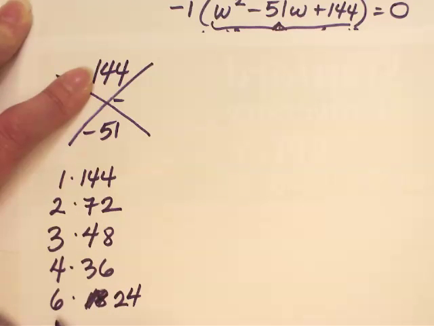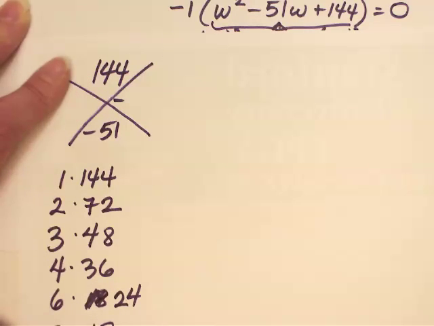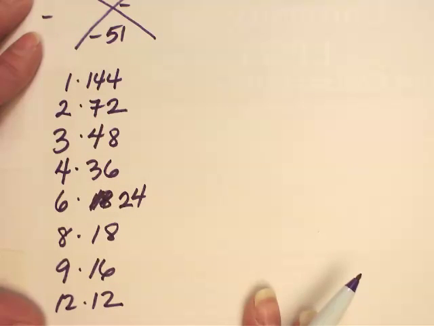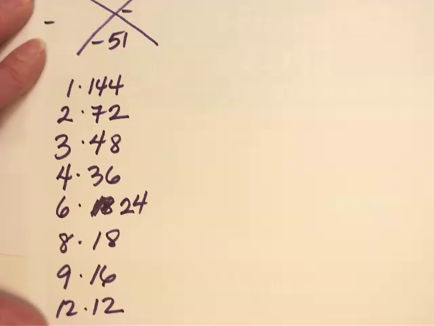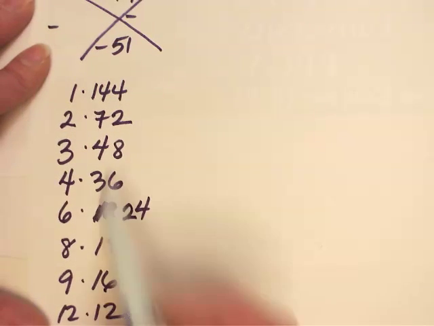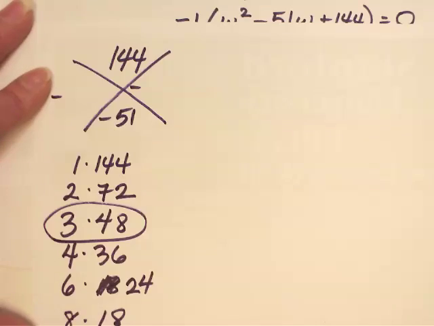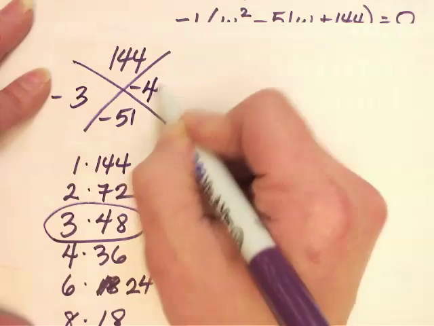And then I'm going to try 8. 8 would work, 8 times 18, okay? And then I have 9 and 16, and then 12 and 12. So out of these, I need to find a combination that will give me 51. These are all my possibilities, and the closest one I see is 3 times 48, which would give me 51. So negative 3 and negative 48.